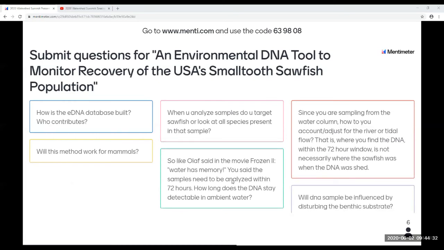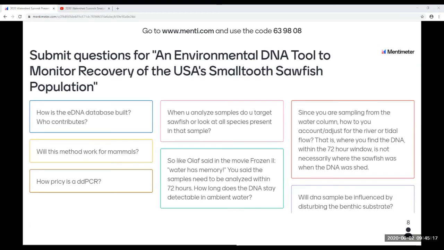Okay, so the first question I see is, how is the eDNA database built and who contributes? That's a question for the geneticist that we collaborated with, Dr. Nicole Phillips. She worked hard on the species-specific primer for that and using the ddPCR. Next question is, will this method work for mammals? Yes. Anything that has DNA, there are terrestrial methods that you can use with soil and sediment. And because we're using the smalltooth sawfish in the marine environment, we use a water-based method.